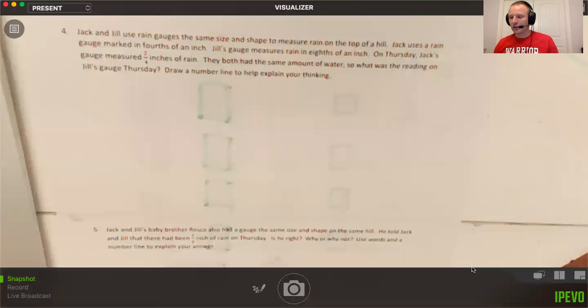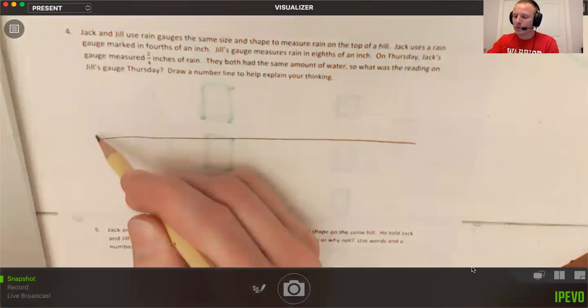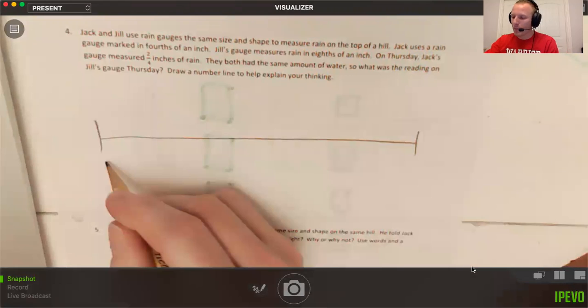This problem basically says that Jack and Jill are both measuring rain. Jack is doing it in 1/4 of an inch, and Jill is doing it in 1/8 of an inch. So let's draw a number line from 0 to 1.